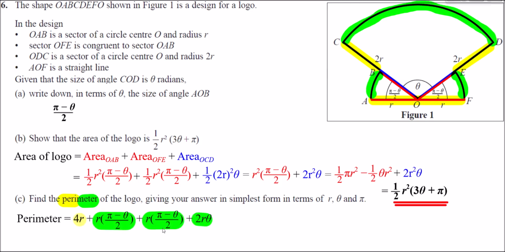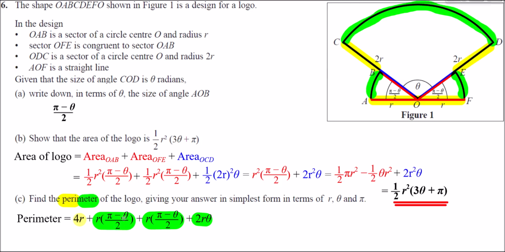I'll now explain about the green bits here. We need to remember as well, in the same way that the sector area in terms of radians is half r squared theta, we need to remember the formula for arc length. Arc length is r multiplied by the angle at the middle. So for these two smaller ones here, arc AB and arc EF, this one and this one, the radius of each arc is r, and the angle at the middle that it makes is pi minus theta all over 2.